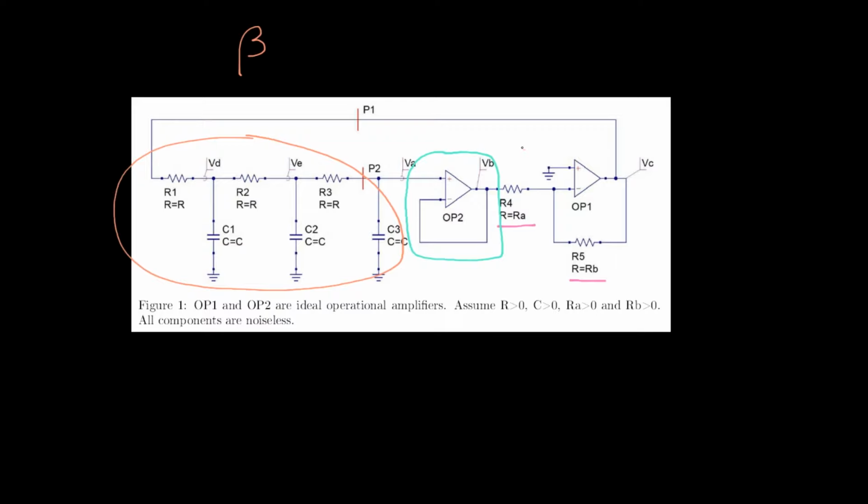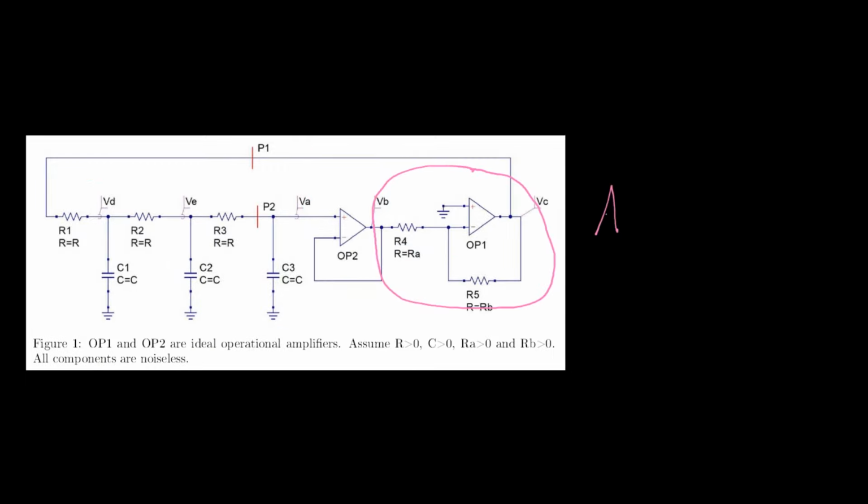The final component is this one, and we will refer to that as A. An important remark that we should make with regard to this amplifier is that it is in an inverting configuration, and that means that the gain of that amplifier is negative the feedback resistor, so that's R5, which is our RB, over the resistor that connects to the input, so that is RA. And we will use this later on.